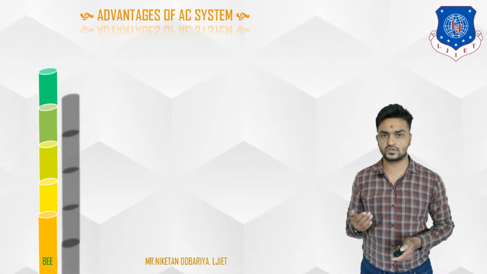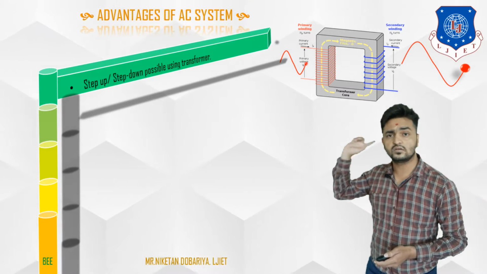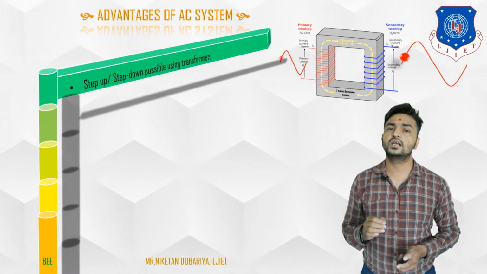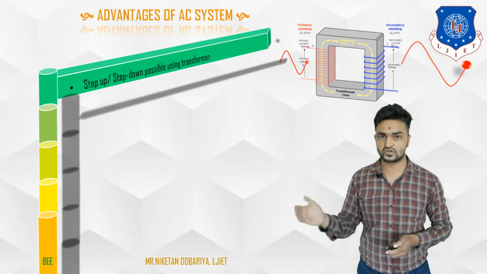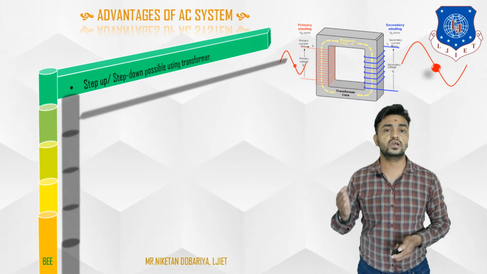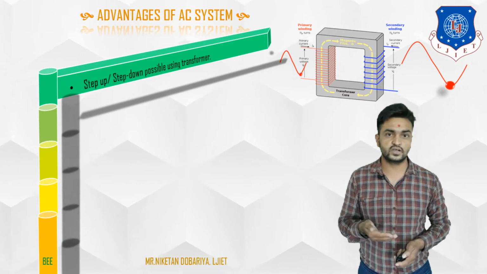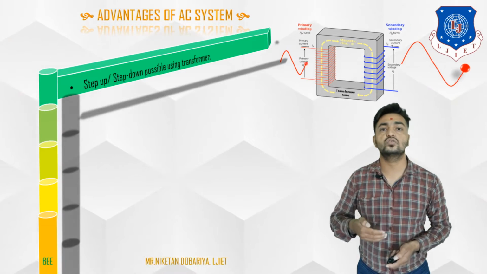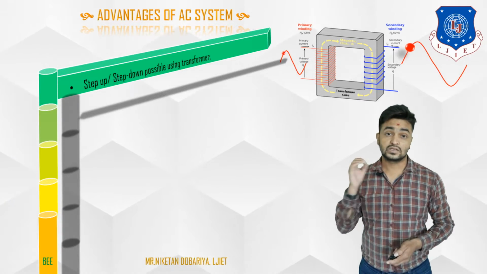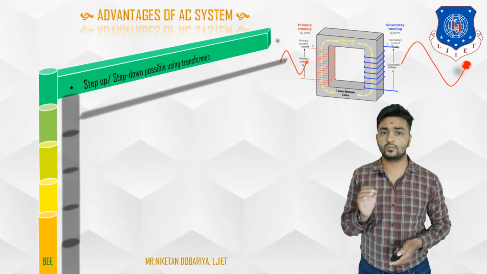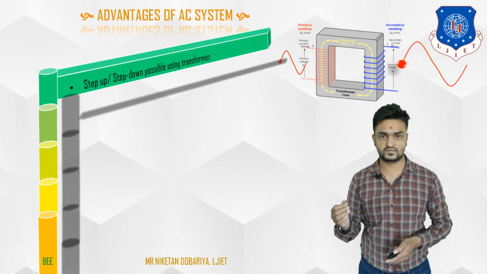Let's start with the first one, and that is step up or step down is possible using a transformer. Now we know that in our AC system we generate electricity at various generating stations, which can be maybe 200, 300 or maybe 500 kilometers away from load centers. First of all, what is a load center? Load center means the place where we are using electricity, like our cities. So generating stations are far away from load centers, and that's why we need to transmit electricity over long distances.